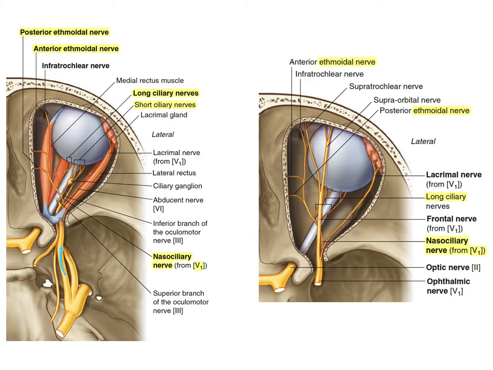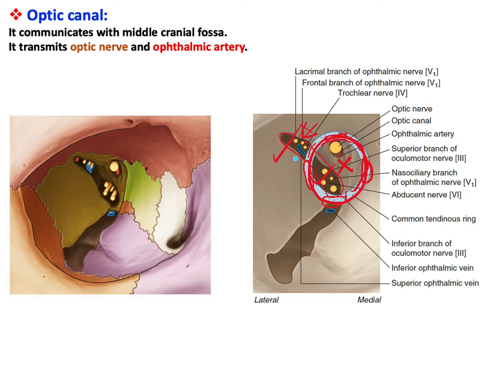This is the V1 that gives, of course, below the nasociliary nerve that gives short ciliary, long ciliary, right? And gives anterior and posterior ethmoidal, right? So yes, optic canal, we talked about the optic canal, and it has the optic nerve again and ophthalmic artery.